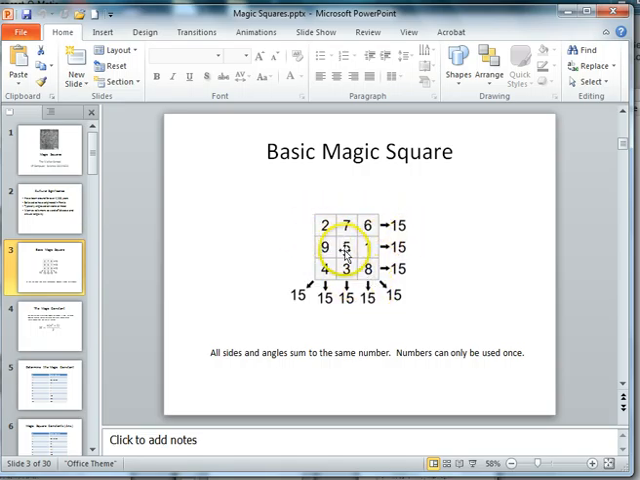So the numbers have to be placed in an order where each side equals what we call a magic number, that is 15. And notice that the numbers are sequential, so 1, 2, 3, 4, 5, 6, 7, 8, 9. You're not allowed to skip any numbers. It's kind of like having a straight in poker.